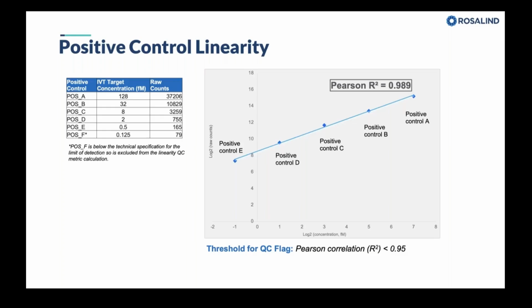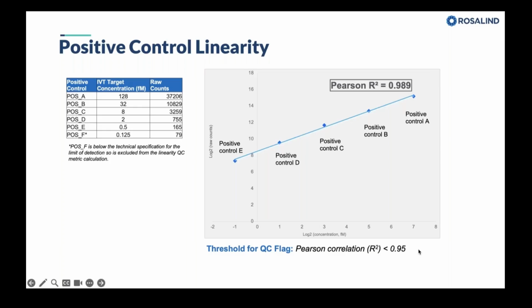We'll see that in a couple minutes, but the limit of detection for the assay is established using positive control E. Positive control F has a lower concentration than positive control E, so we're not going to use it in this linearity calculation. When we calculate this, it's only positive control A through E, because technically those are the ones above the limit of detection. So we do this plot, perform our Pearson correlation, calculate that R squared value, and the value of that R squared is the value of our metric. And again, if this value is less than 0.95, then you get a flag for positive control linearity.